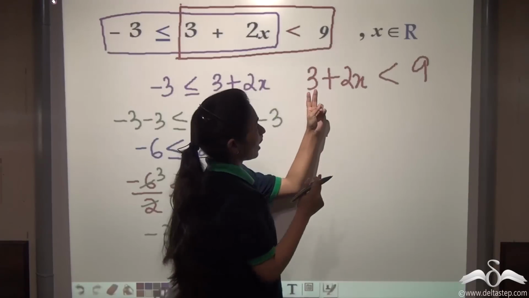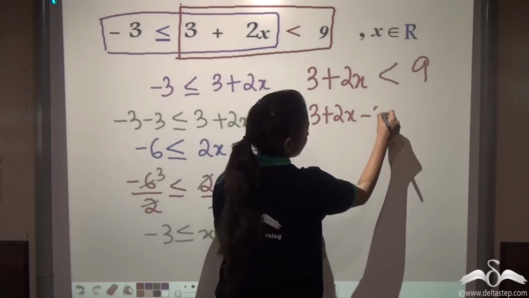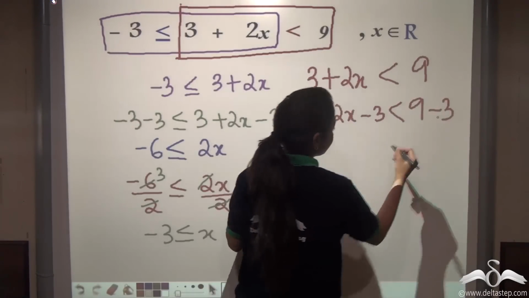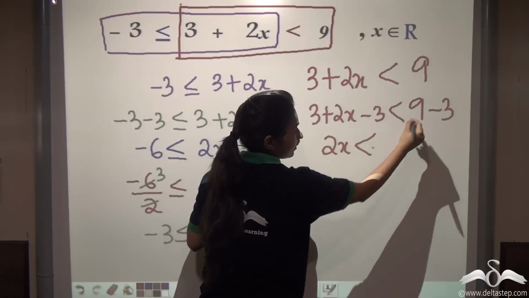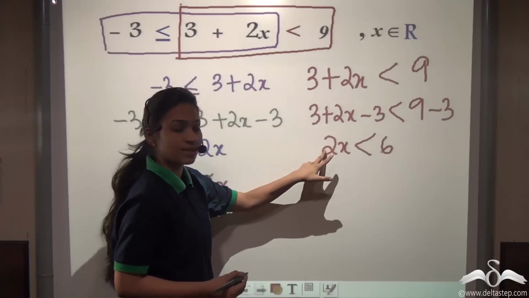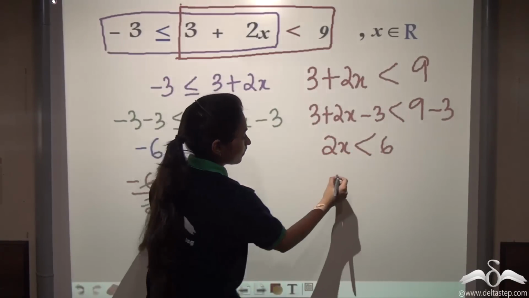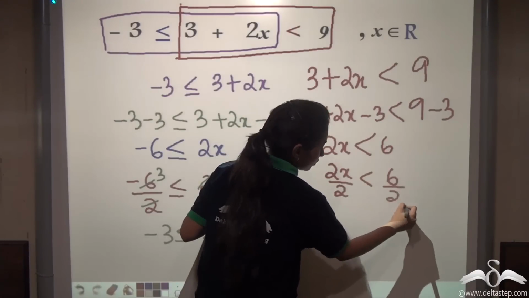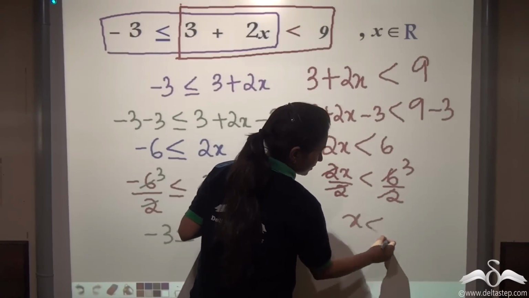We have to subtract 3 from here. So what do we do? 3 plus 2x minus 3. Then on both sides we have to do the same thing. What do you get? 3 and 3 get cancelled. So 2x is less than 9 minus 3, which is 6. Again, we have the coefficient of x as 2. We have to bring it to 1. So for that we need to divide both sides. So 2x by 2 is less than 6 by 2. What do we get? x is less than 3.